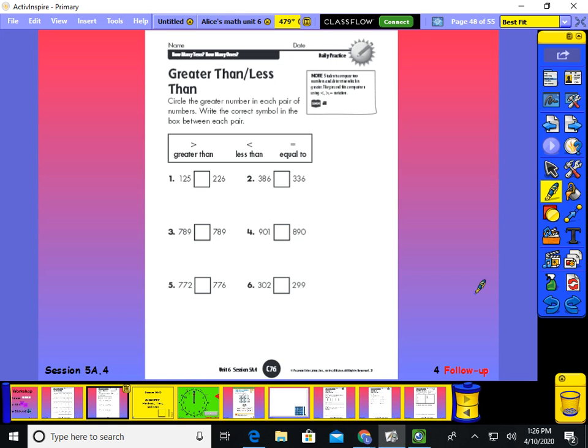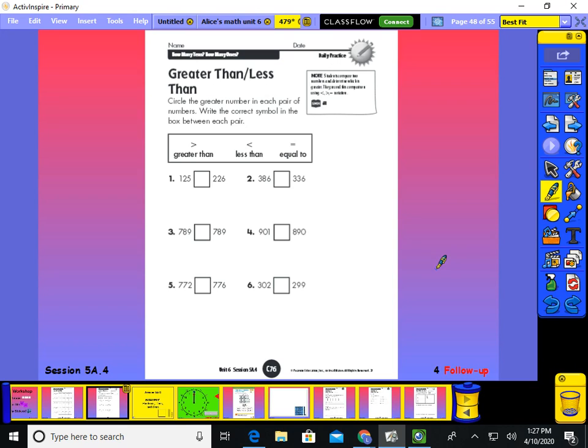Hello, this is Unit 6, Session 5A.4, and today we're working with greater than, less than, and using the appropriate symbols. So the increase in difficulty in this lesson is that we're now not just working with tens and ones, we are working with hundreds, tens, and ones. So we have another place value to consider when we make our decision.